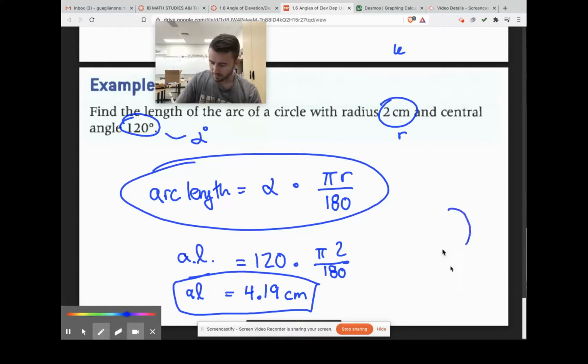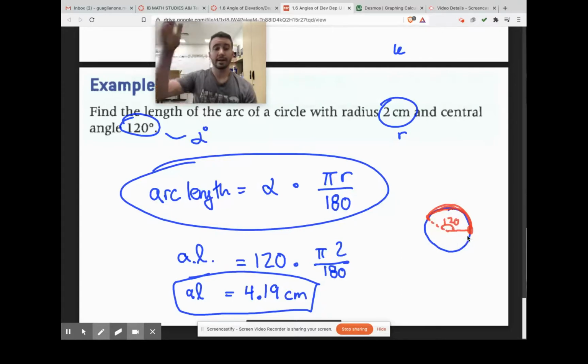So actually, let me draw the whole circle. So here's a whole circle. Somebody is hanging out. Here's the center. So they started here. And they walked all the way around to about here. So this distance here, 120 degrees.